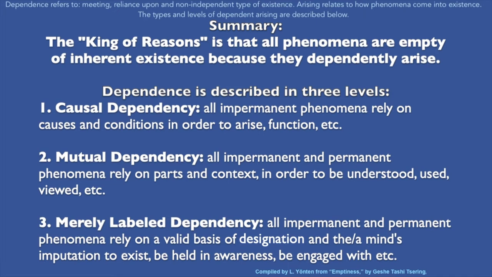So this page, this summary, is very important. These levels of dependent arising are your access into emptiness. And once you realize emptiness, you can stop all the other problems and suffering and harm. So this is a very important one to really get into your mind very clearly.